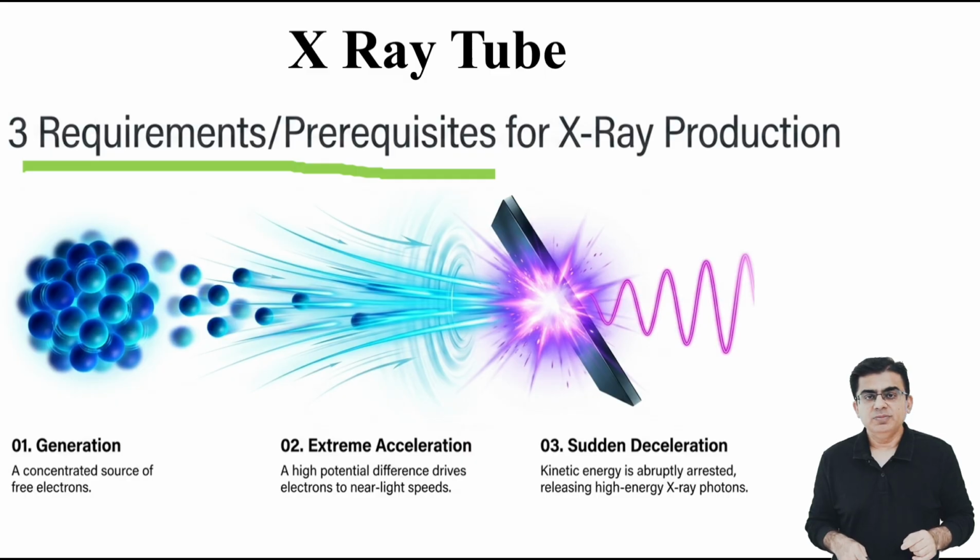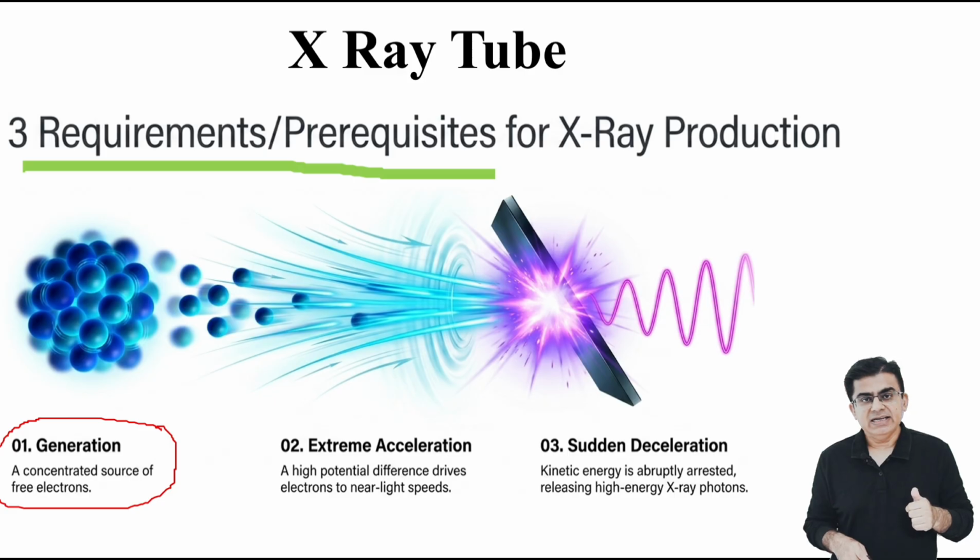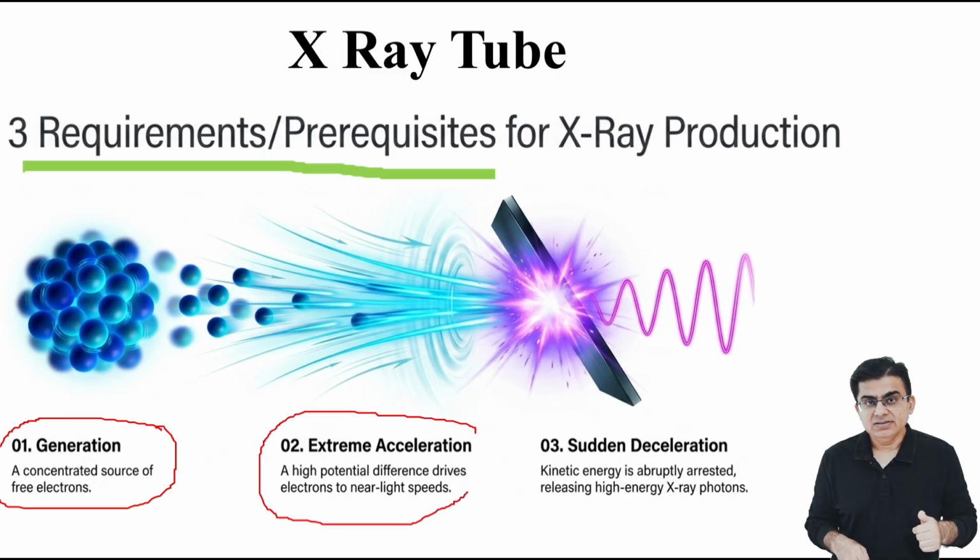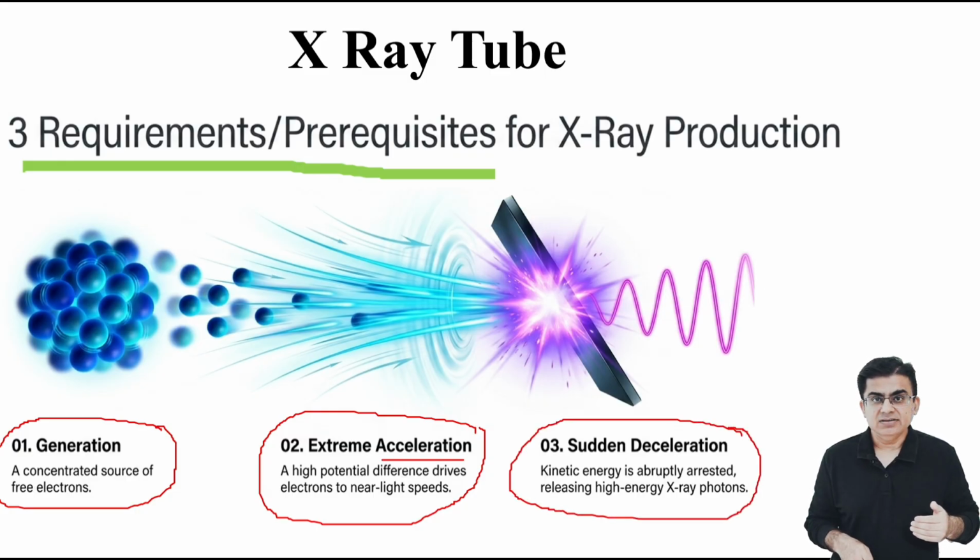First, there should be a source of electrons which produces electrons. Second, these electrons should be accelerated. Third, electrons should finally be decelerated or stopped suddenly. If you do not have any of these three, you cannot create X-rays.